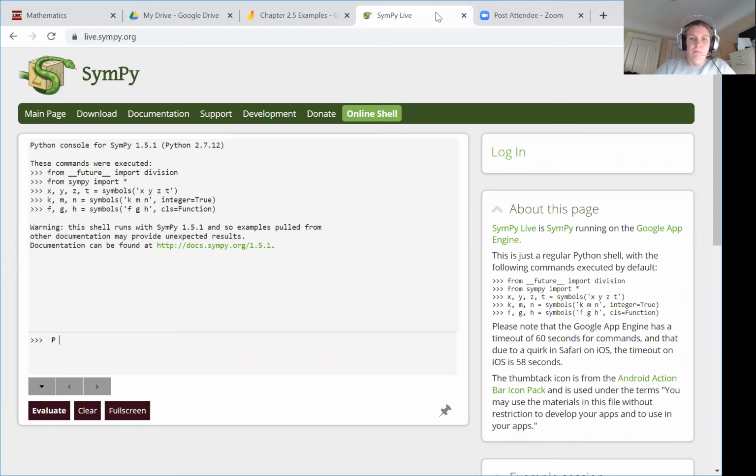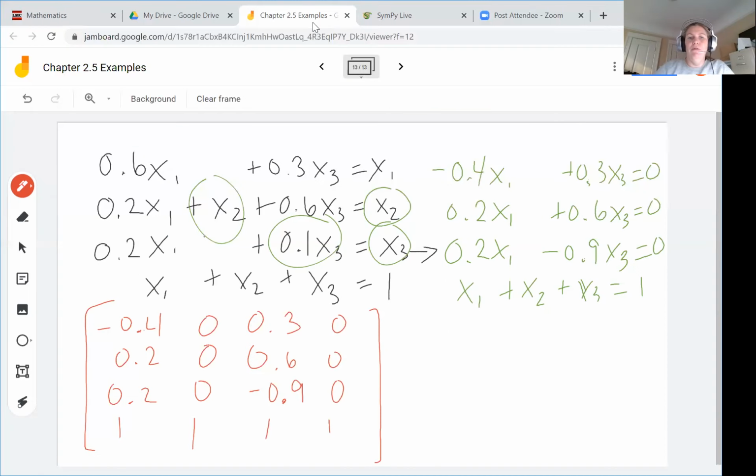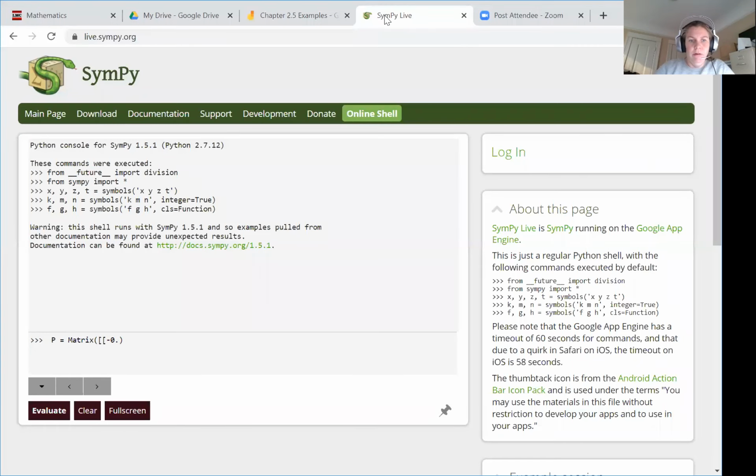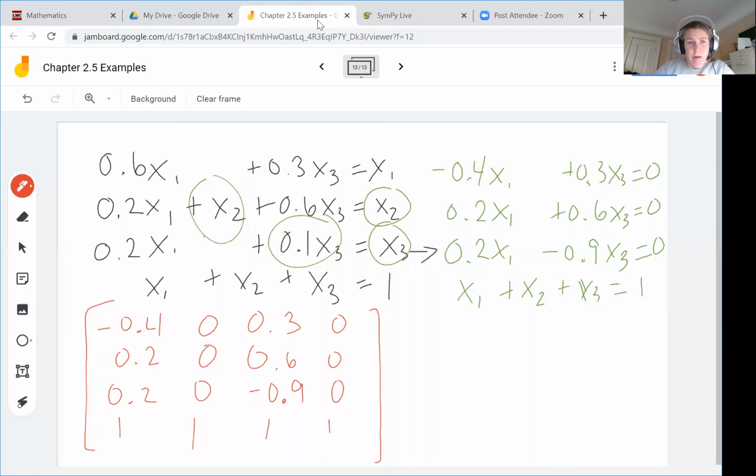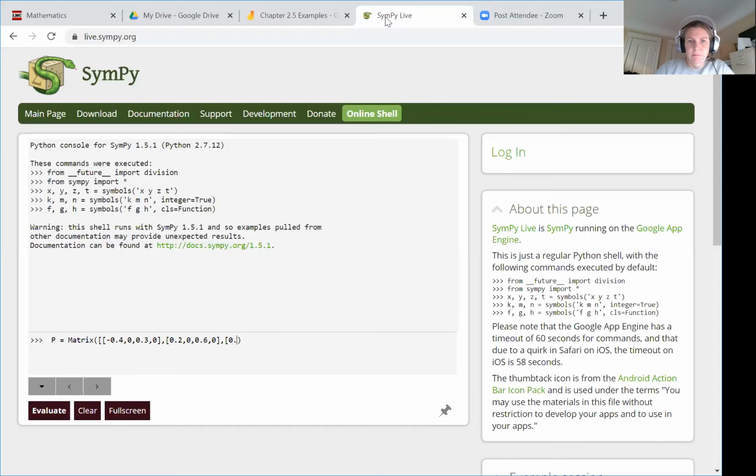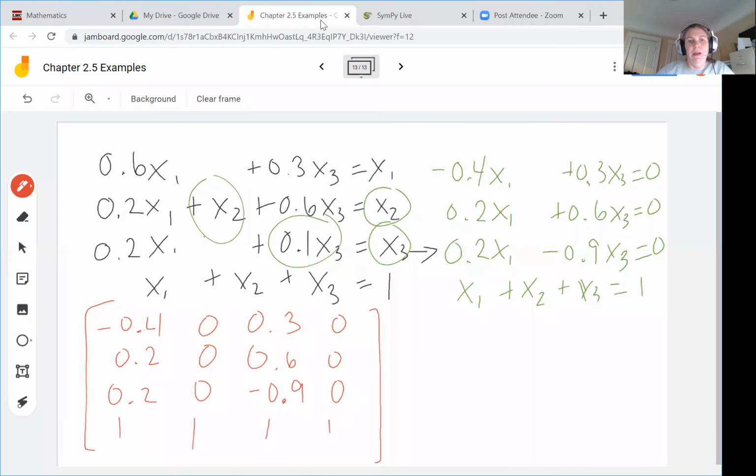Let's see, I'll call this P equals, it's really P augmented, but that's okay. We'll still call it P. And then our values from the top row are negative 0.4, 0, 0.3, 0. Values from the second row are 0.2, 0, 0.6, 0. Our values in the third row here are 0.2, 0, negative 0.9, 0. And our last row is all ones. So we can type P and enter to verify our matrix P is a match for what we hand wrote over here.